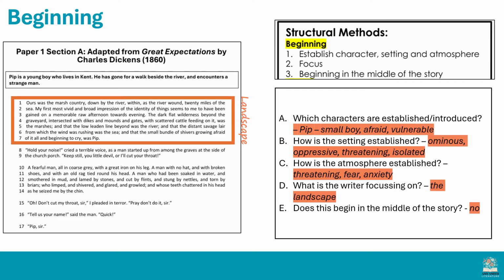Right, here are my answers. Which characters? Pip is a small boy, he's afraid, he's vulnerable. The setting is ominous, oppressive, threatening, isolated. We talked about that for question 2. The atmosphere is threatening, there's fear, there's anxiety. The writer focuses on the landscape. Does it begin in the middle of the story?